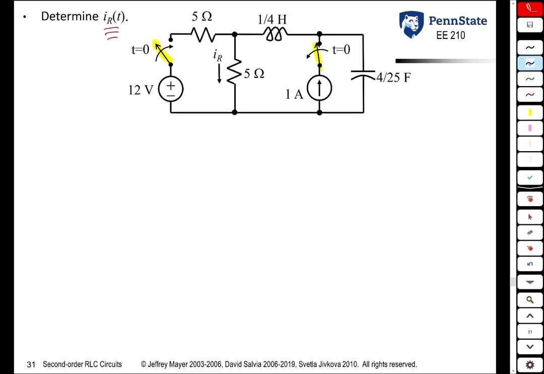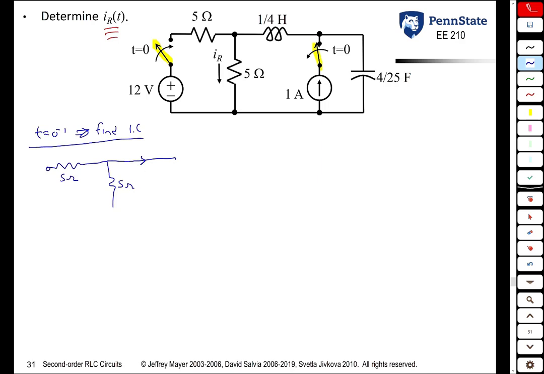The first steps are the same. For t equals 0 minus, we're going to use it to find initial conditions. So before the switches are moved, the voltage source is not present. So this 5 ohm resistor is just hanging. This 5 ohm resistor is here. The inductor is a DC short circuit.